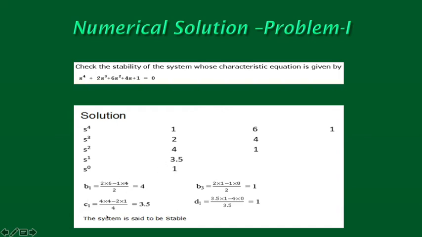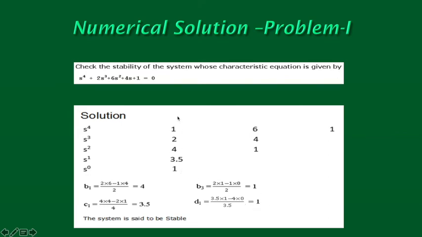The next is to calculate C1. 4 times 4 minus 2 times 1, divided by 4. Then this answer is 3.5. And the next part is 0, because 4 times 0 and 2 times 0, divided by 4, so this value is 0. Then find D1. 3.5 times 1 minus 4 times 0, divided by 3.5. So this answer is 1.